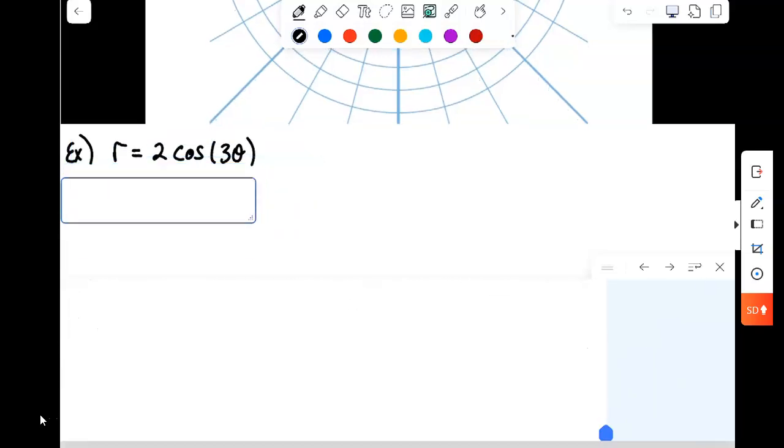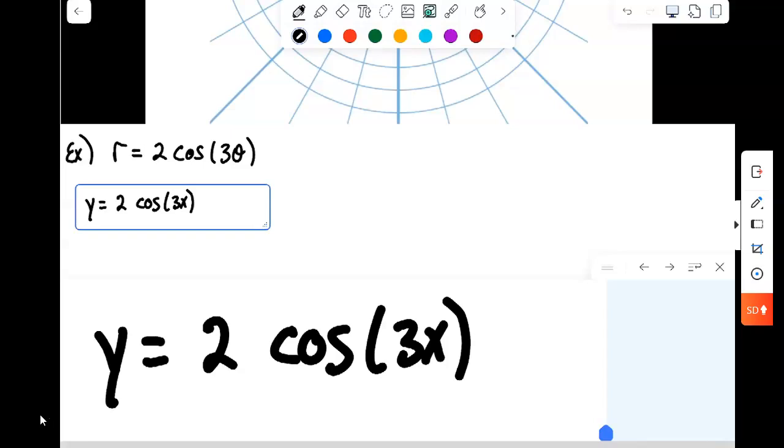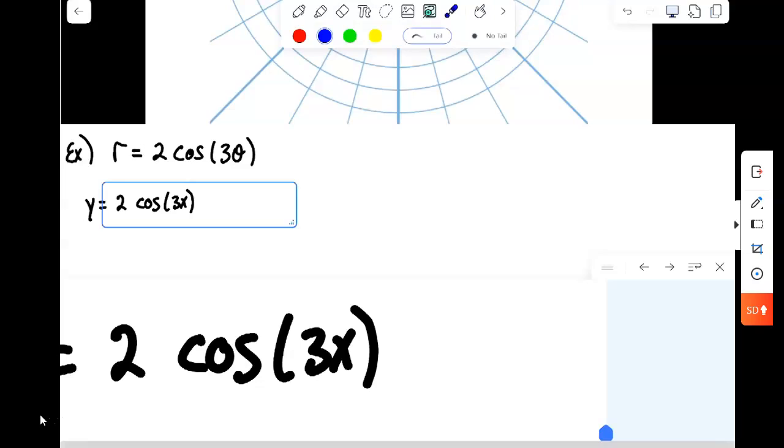So once again, I'm going to turn to the xy graph. y equals 2 cosine of 3x. And I want to look at that graph and start looking at what's going on with the graph. First of all, I have a 2 in front, so I have an amplitude of 2.